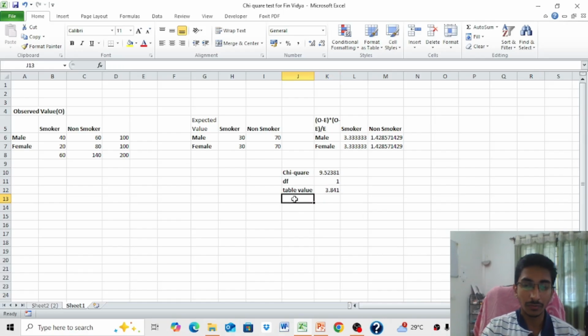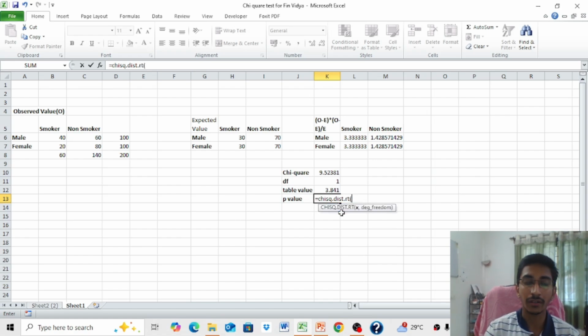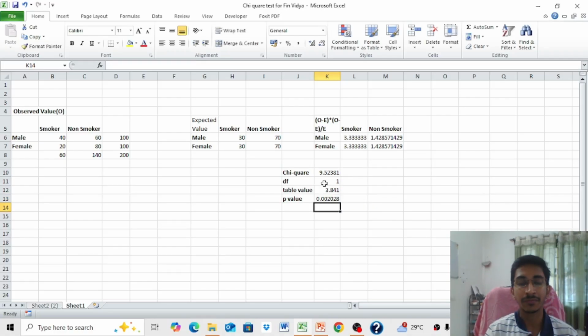And next, the p value. How is it calculated? Equal to CHISQ.DIST.RT, here is the formula, bracket open, first select the chi-square calculated value, comma, then select the degree of freedom, done, bracket close, enter. You got the p value, correct.